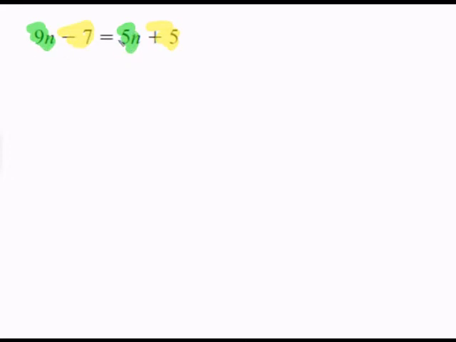Well, this is a positive 5n. In order to get rid of a positive 5n, I have to subtract 5n. And if I subtract 5n on this side, I have to subtract 5n on this side. So now I'm left with simply just 5 on this side equals 9n minus 5n is 4n minus 7.